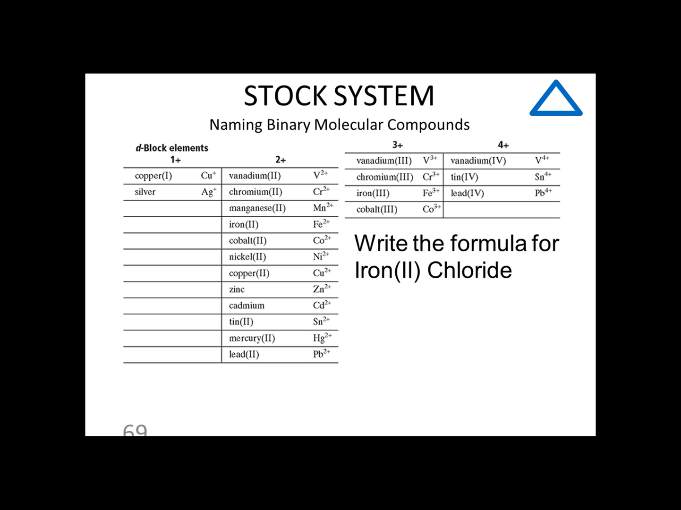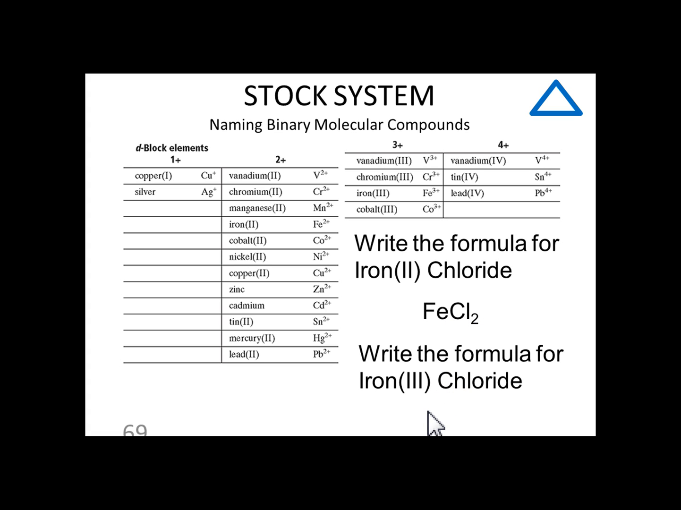Let's take a look at another one. Iron 2 chloride. The formula for iron 2 chloride is FeCl2. The iron has a plus 2 charge. The chloride has a minus 1, so we need 2 of those. Iron 3 chloride, in like manner, would be FeCl3. Now you'd need 3 of the negative 1 chlorides to balance out the positive 3 charge on the iron 3.